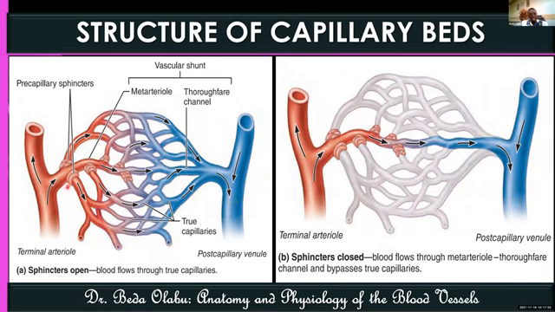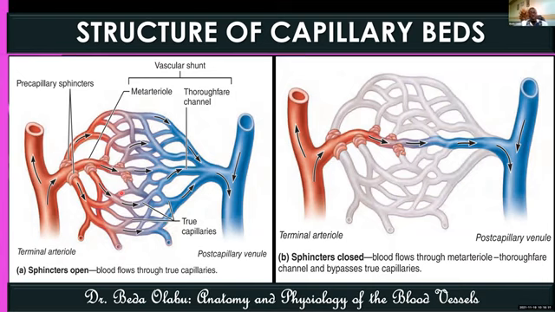But the true capillaries have a sphincteric mechanism at their origin. And that means that that muscle can contract and block blood flow through that capillary. So actually controlling exchange in that particular vascular bed. Those are the true capillaries. Now, why do we have such an arrangement?